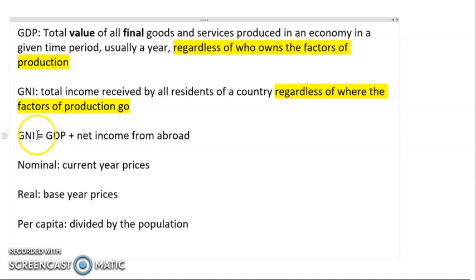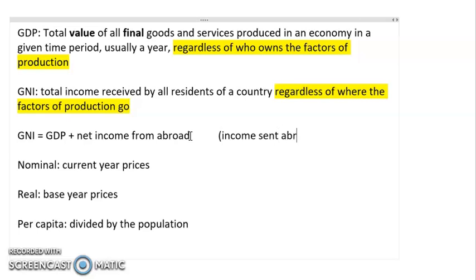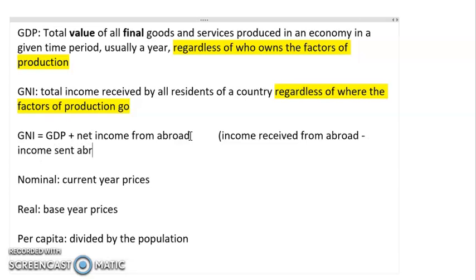So we have this neat little formula to connect GNI and GDP, which is GNI is equal to GDP plus net income from abroad. So net income from abroad, I'm just going to leave some spaces, is the income received from abroad minus income sent abroad, right?